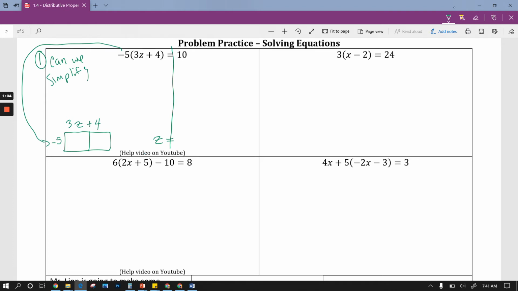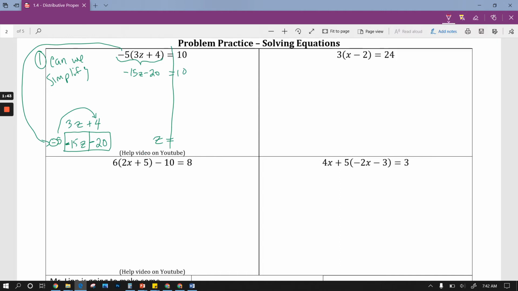Now we need to multiply the -5 times each one of these numbers. So -5 times 4 is 20. Because one of them is negative, that means our answer is negative, so -20. And then -5 times 3z is -15z. So we have -15z minus 20, which means that simplifying this distributive property gives us -15z minus 20, which equals 10.